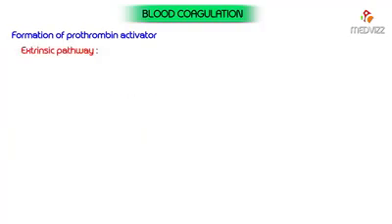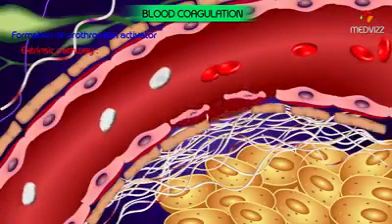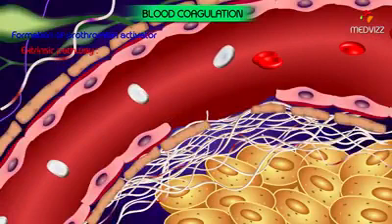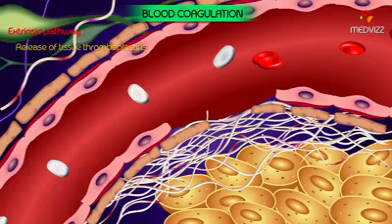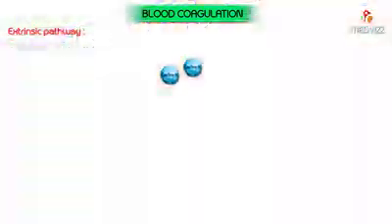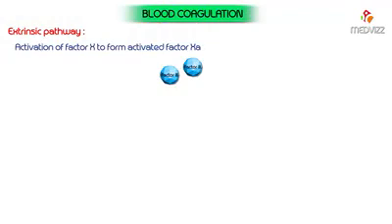The extrinsic pathway. Extrinsic pathway of formation of prothrombin activator begins with trauma to the vascular wall or tissues outside the blood vessel. It includes the following three basic steps: release of tissue thromboplastins. The traumatized tissues release several substances which are together known as tissue thromboplastin. Activation of factor 10 to form activated factor 10.